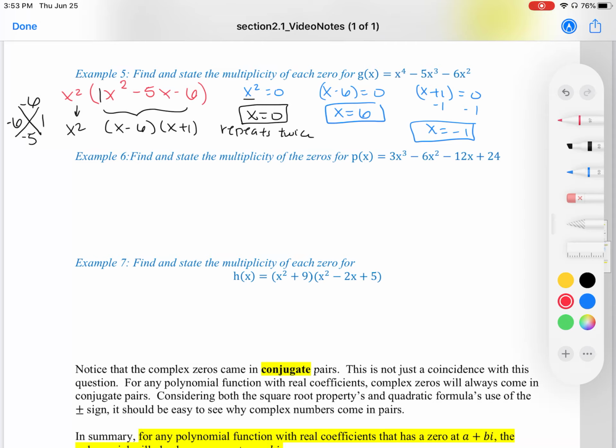Therefore, since our question is saying to state the multiplicity, I do just have to write a statement that x equals 0 has a multiplicity of 2 because of that exponent of 2. This x equals 6 has a multiplicity of 1, and x equals negative 1 has a multiplicity of 1. We know multiplicity based on if it's raised to an exponent. Whatever that exponent is, that's the multiplicity.